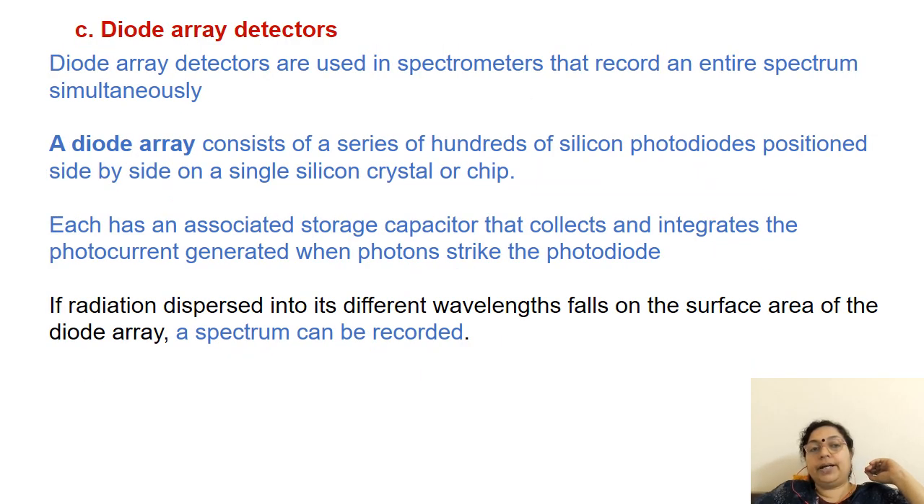Third one is diode array detectors. They are mainly used in spectrophotometers that record the entire spectrum simultaneously. A diode array consists of a series of hundreds of silicon photodiodes positioned side by side on a single silicon crystal or chip, and has an associated storage capacitor that collects and integrates the photocurrent generated when photons strike the photodiode. So, here the entire spectrum can be recorded simultaneously.